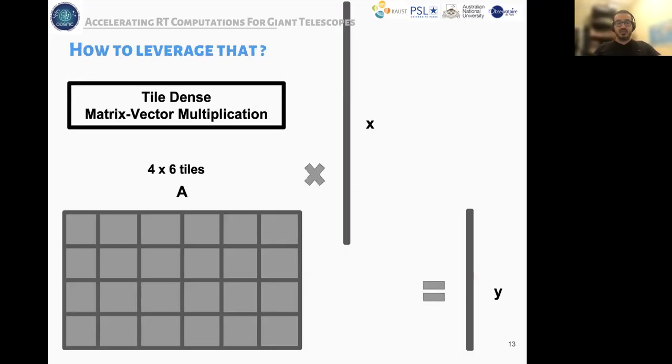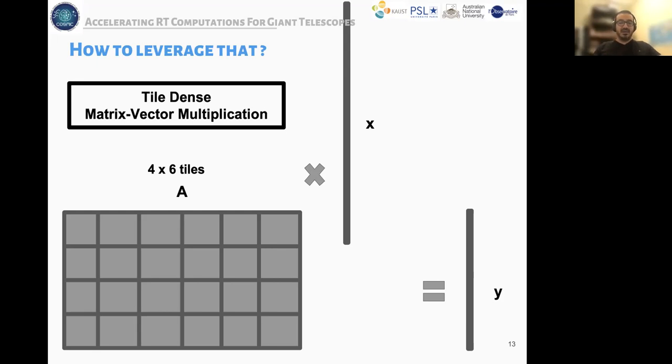Once we have identified this data sparsity in the measurement matrix for MAVIS, which may also apply beyond that instrument, and other instruments can also be impacted by this work, the matrix vector multiplication that used to be performed on dense matrices can now be done in a compressed data storage called TILE-RANK.